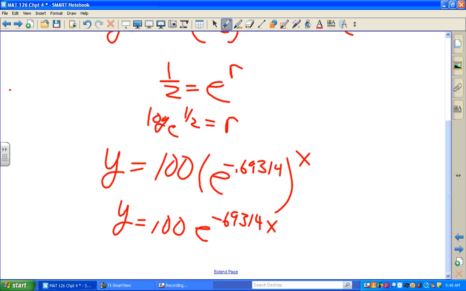It's this. It's that decimal. That's the decay rate. Oh, you know that. Sure you do. Quit being such bumps on the log.